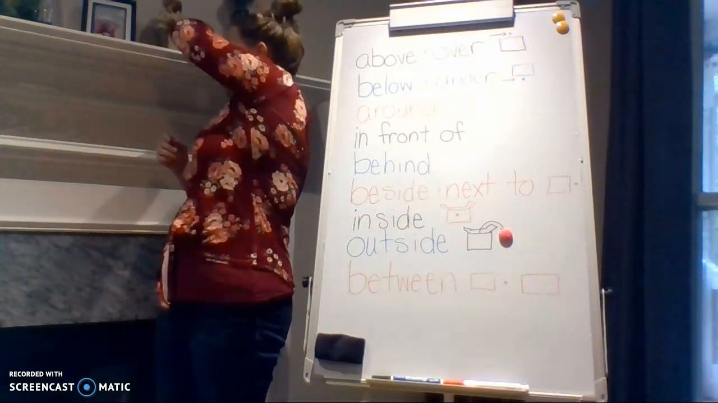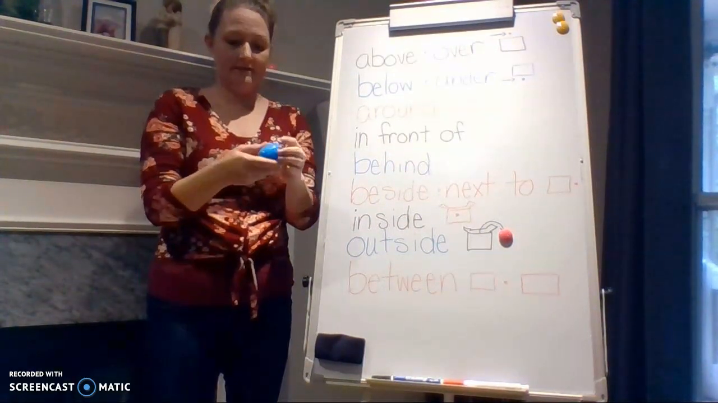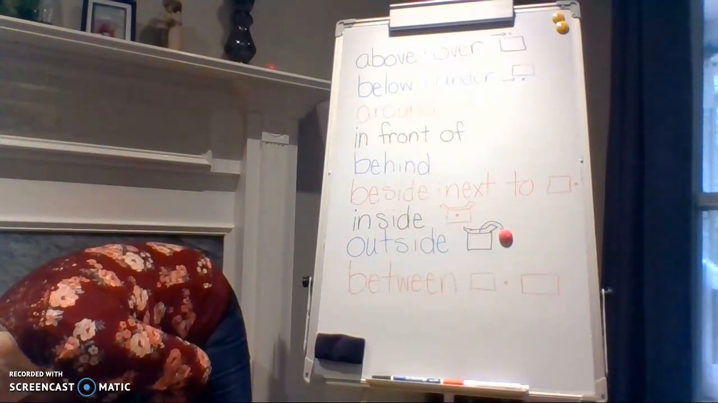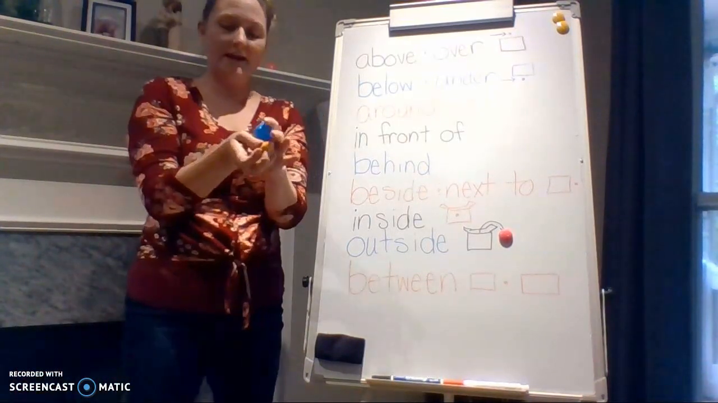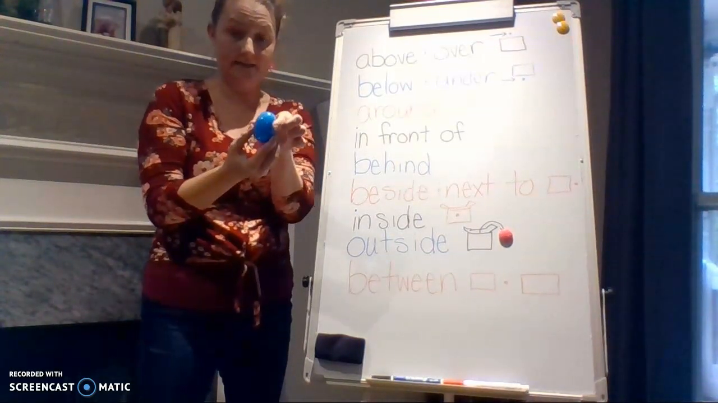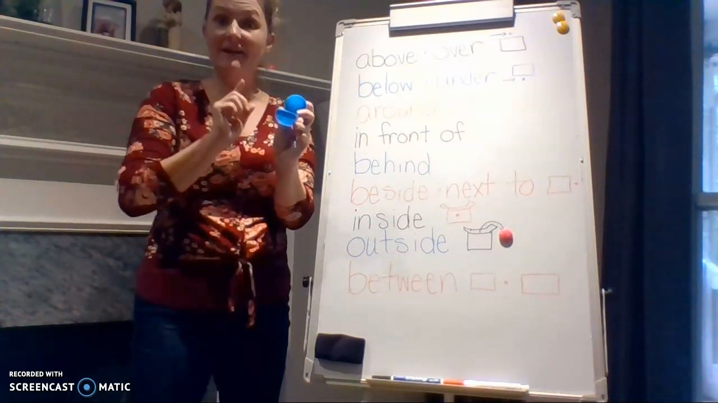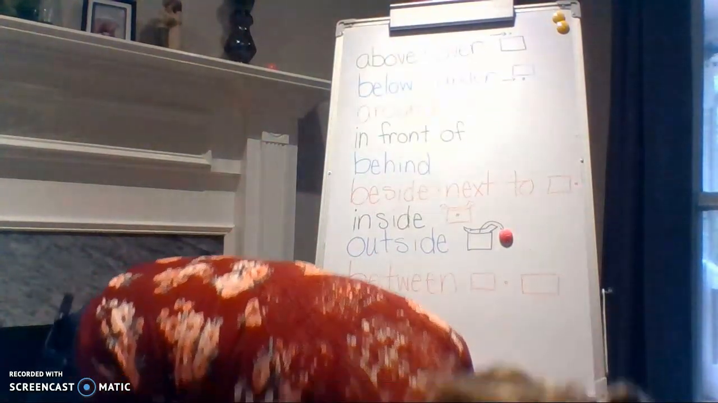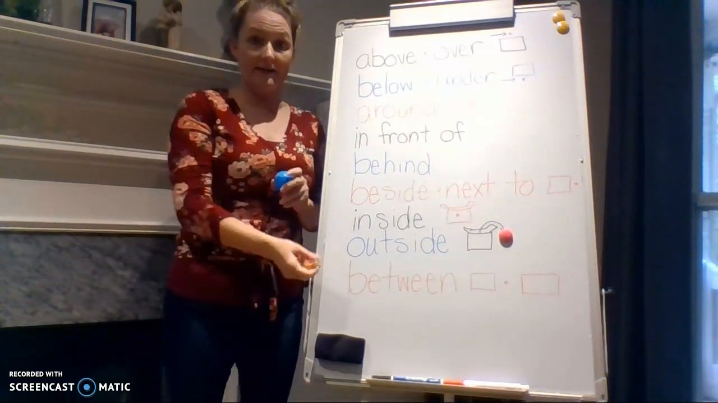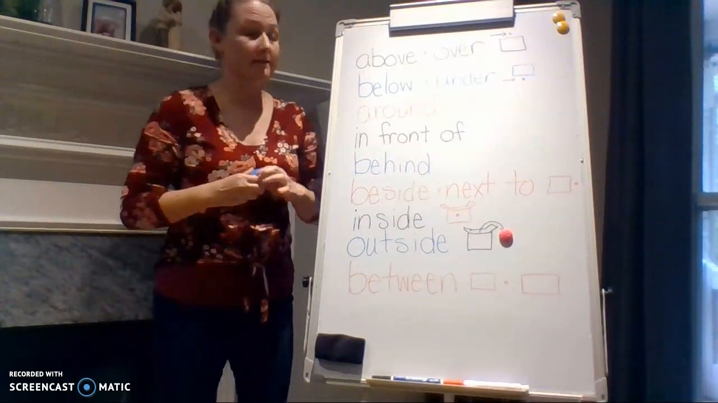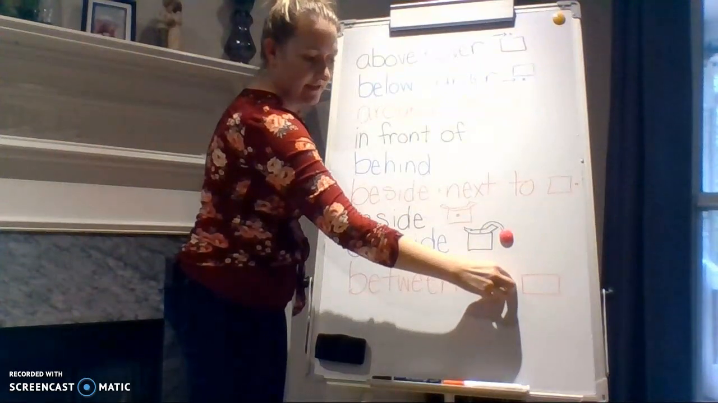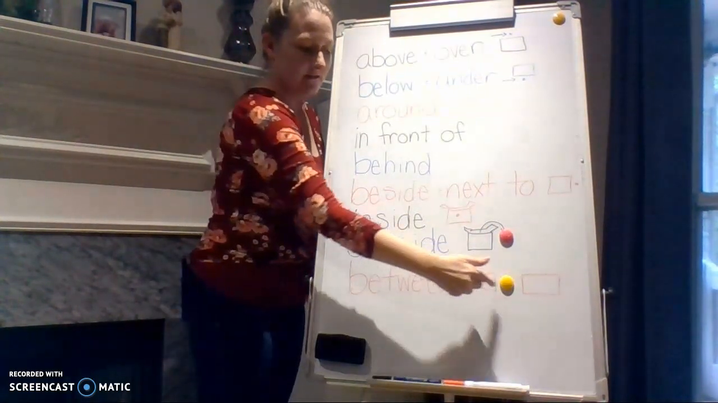Okay? My kids hunted Easter eggs. So here's an egg. I am going to put a toy inside the egg. Inside. Whoop! And it fell outside. So now it is outside of the egg. And the last position word I have is between. We see this a lot, okay? So like this magnet is in between the two boxes.